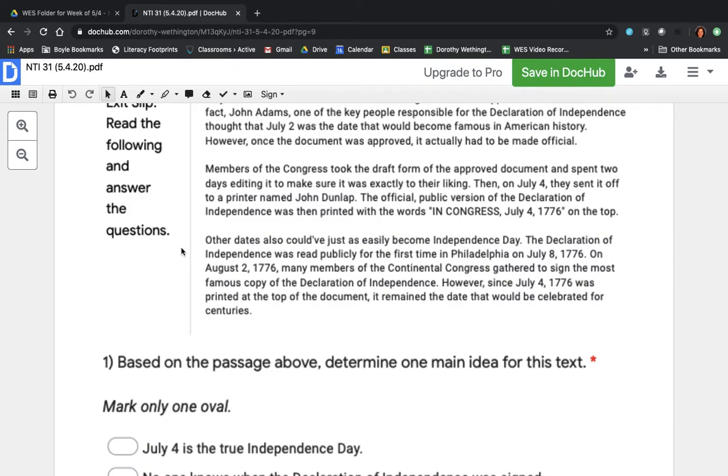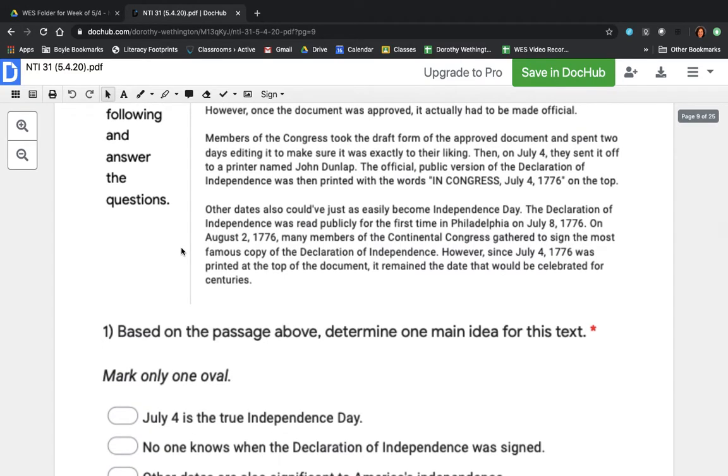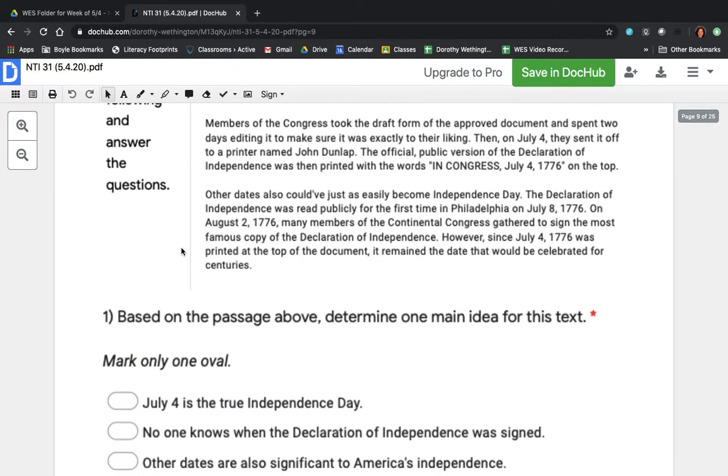Other dates also could have just as easily become Independence Day. The Declaration of Independence was read publicly for the very first time in Philadelphia on July 8, 1776. On August 2nd, 1776, many members of the Continental Congress gathered to sign the most famous copy of the Declaration of Independence. However, since July 4th, 1776 was printed at the top of the document, it remained the date that would be celebrated for centuries.